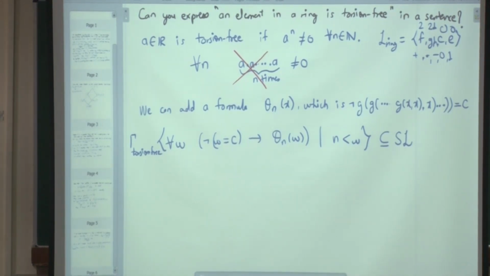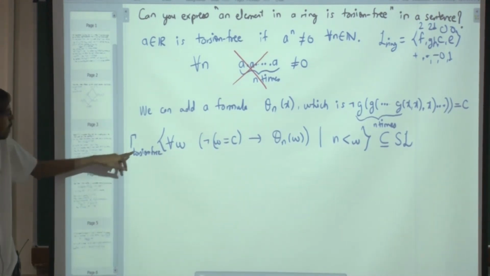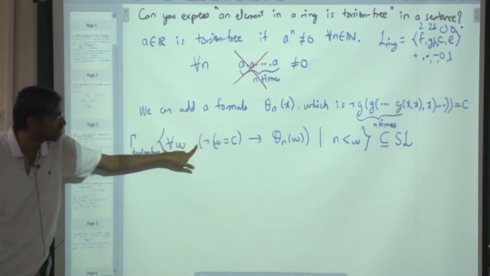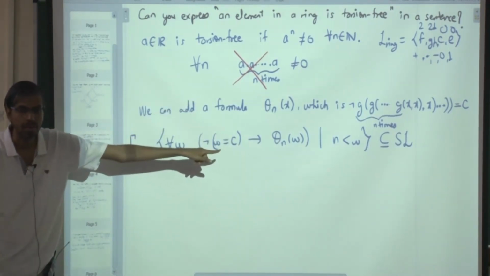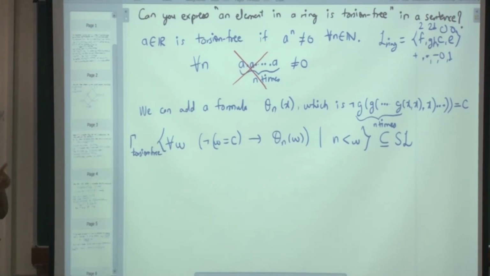Theta n is the formula which says that you do this n times, and n is fixed. N is not varying, so I am adding one sentence of this type for each n. So I am not just talking about a single sentence, I am talking about an infinite collection of sentences, and this collection does express what I need.